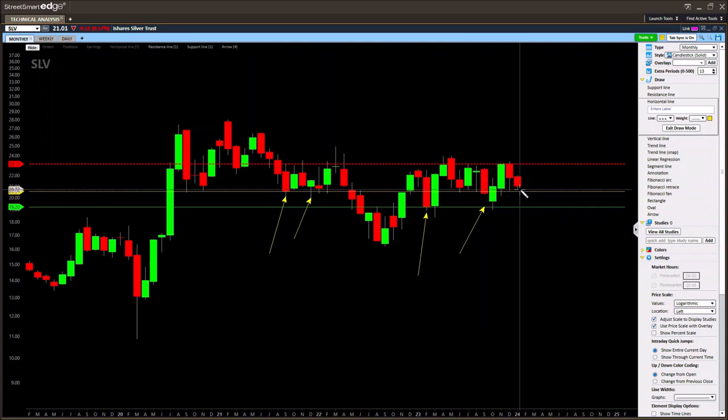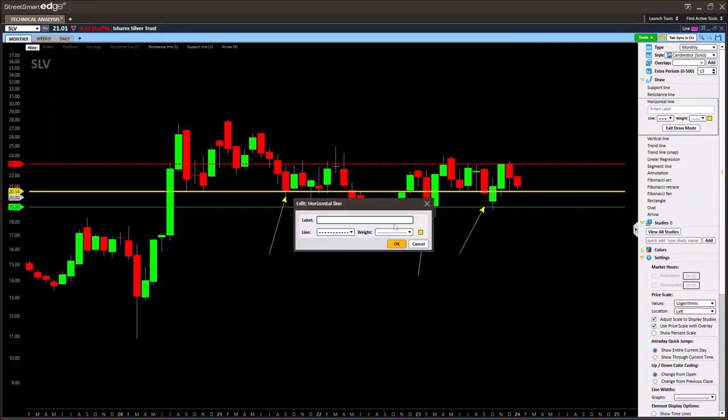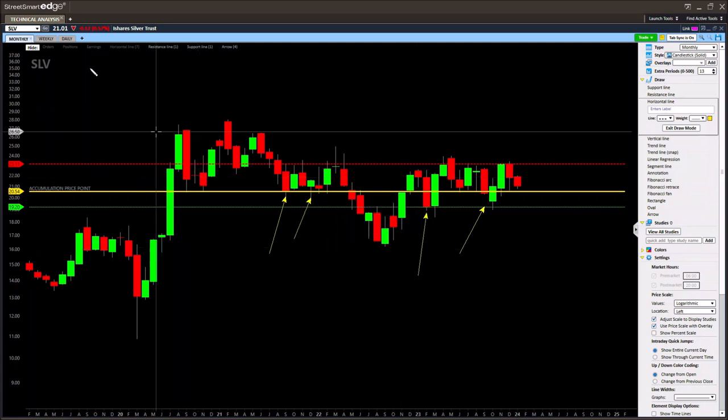So this yellow line is the accumulation zone. Anytime it goes under 2050, I start to accumulate and swing trade it for the long term. Accumulation price point, that's what I mark it as. And believe it or not, I do this for every stock.